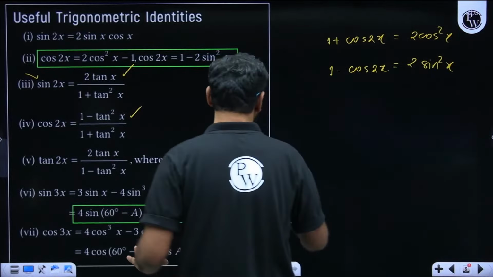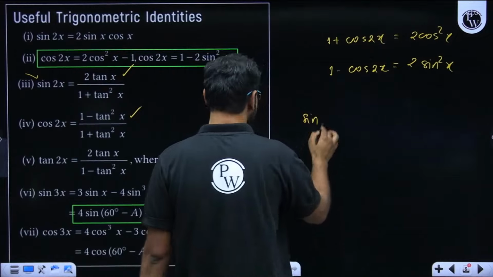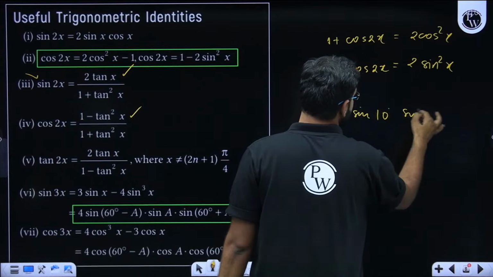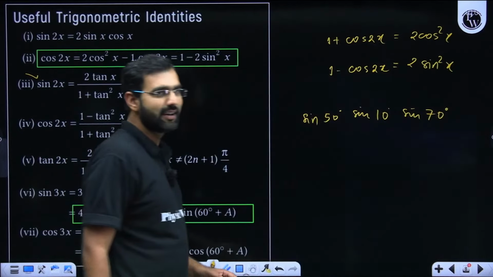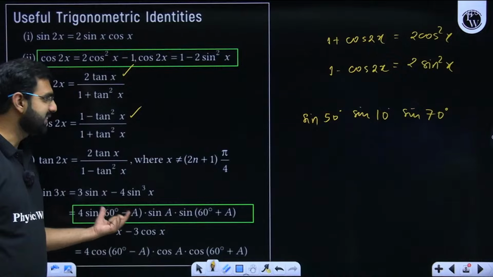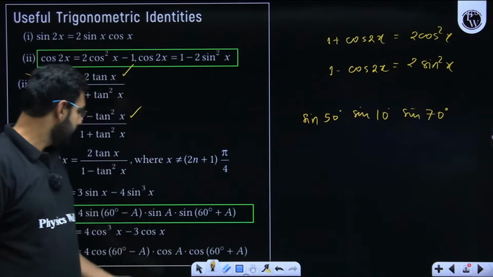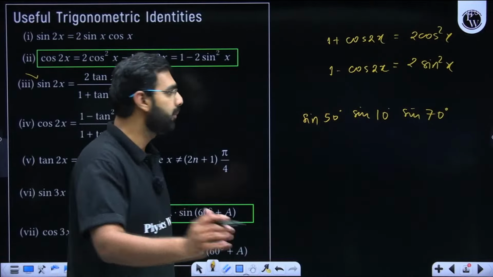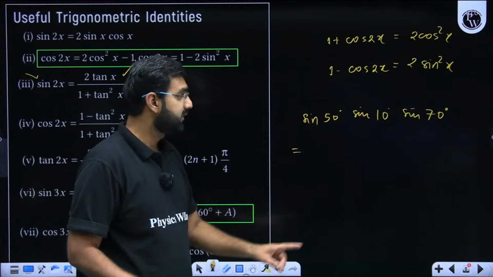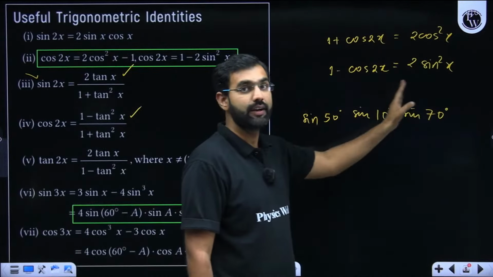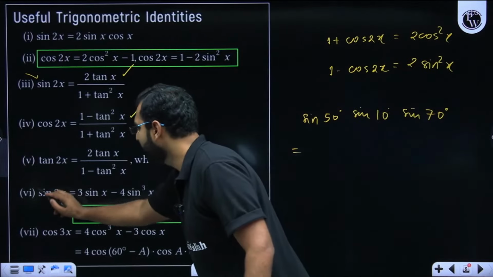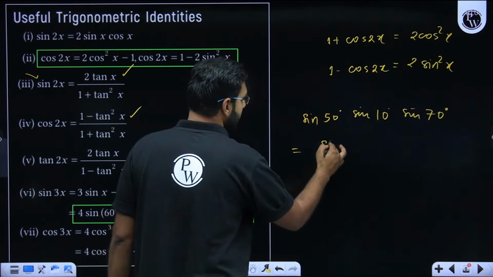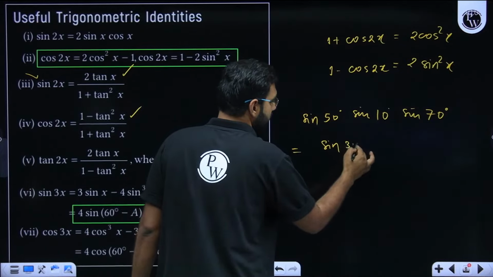What they gave you was sine 50 degree into sine 10 degree into sine 70 degree. Now, if you relate it clearly with this formula, what do you see? Sine 60 minus 10, this is sine 50, sine 10, and sine 60 plus 10, that is sine 70. So remember that this formula is nothing but, I repeat, sine 60 minus theta into sine theta into sine 60 plus theta is always sine 3 theta by 4. Theta here is 10, so sine 3 theta will be sine 30 by 4.